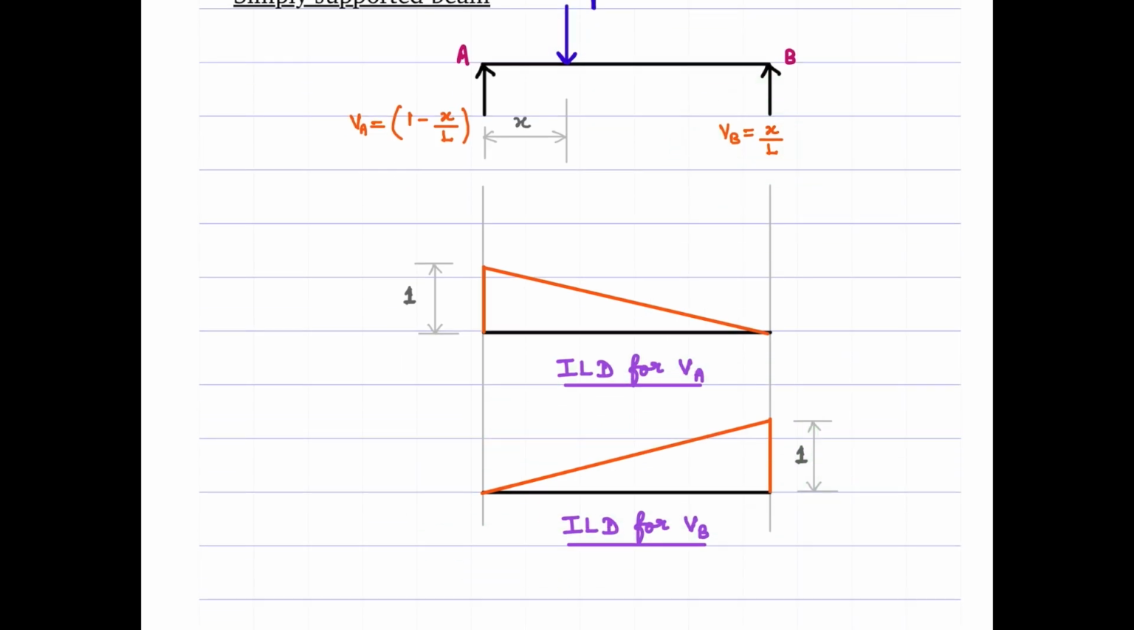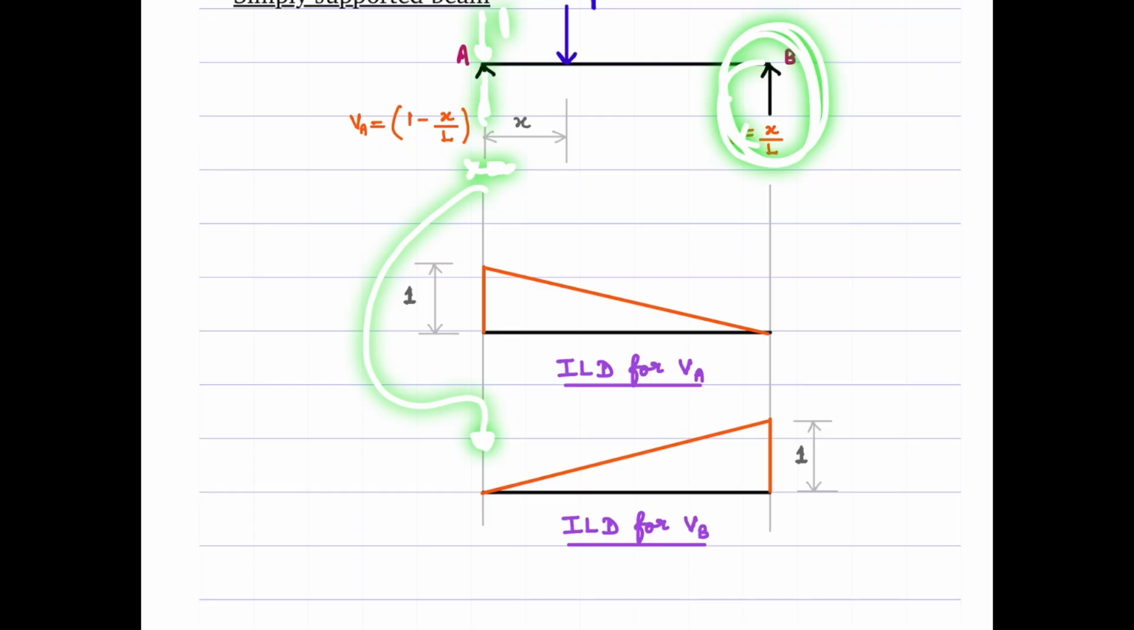So again, if I place the load here, what should happen for the reaction here? It's not going to produce any reaction, right? So x equal to 0 is the location here. So go to the influence diagram for the reaction, and the ordinate will give you the value of the reaction.